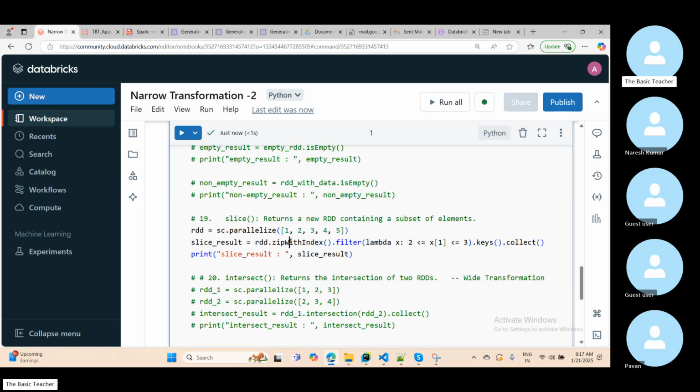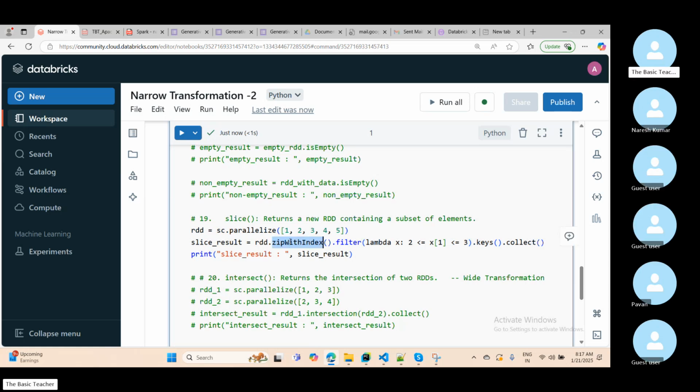And here zip with index you are calling for assigning indices to the elements. This is going to assign the indices first, and then based upon the indices, this will be making the range for you, and based upon the range you can do the filtering. Then we have intersect.